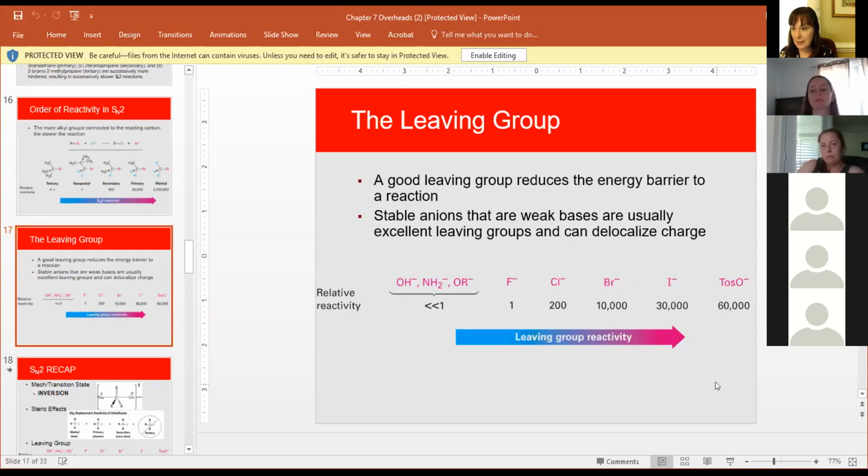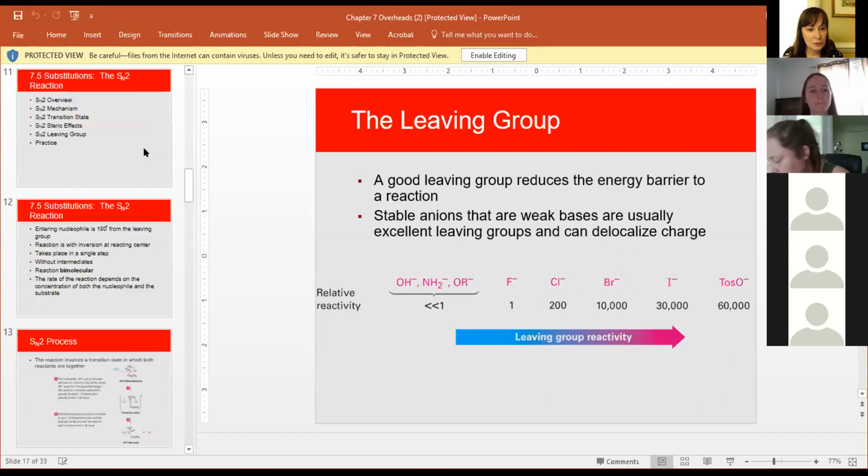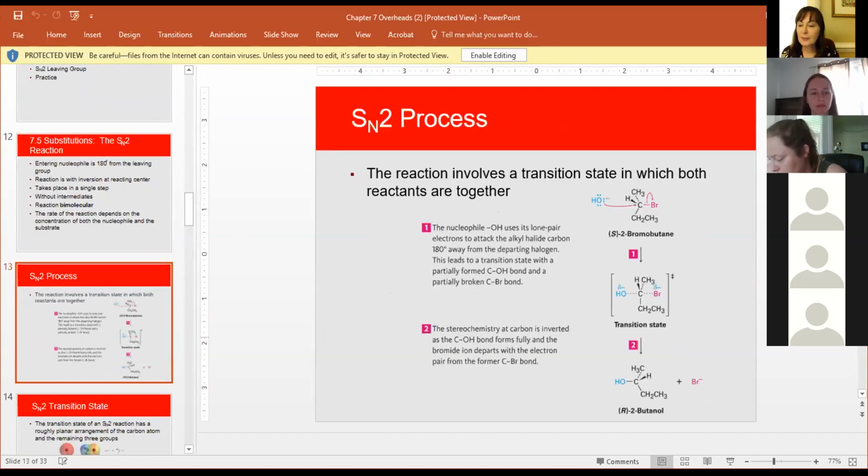Okay? Got that? Why is this important? Because somebody may ask you a question where they give you two reactions and they ask you which one of these reactions is going to happen faster or easier. And one of the things that you can look for is which one has the better leaving group. Okay? So those are typical exam questions that go with the SN2 reaction. Got that? Okay. So back to our SN2 mechanism, which was over here.